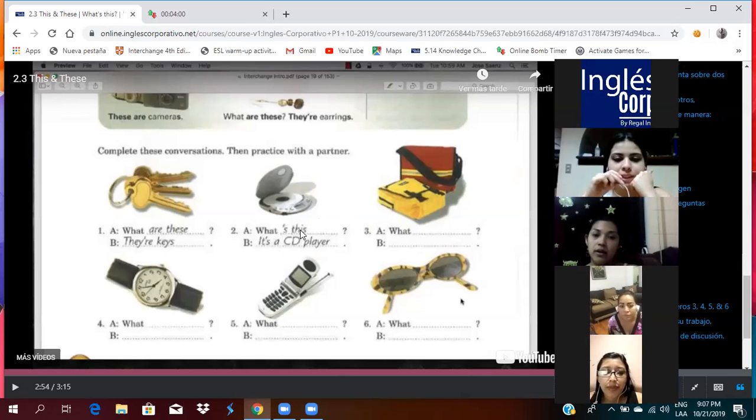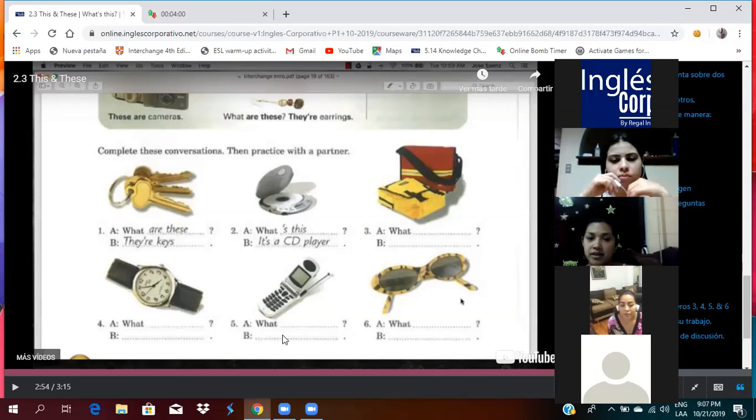What's this? It's a CD player. What's this? It's a bag. What's this? It's a watch. What's this? It's a cell phone. What's this? It's a pair of sunglasses.